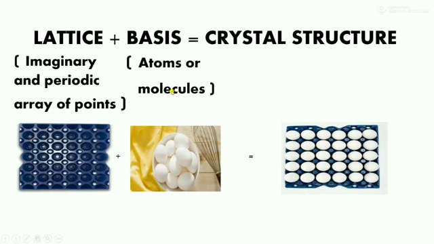Now let us move to the crystal structure. A crystal structure is a combination of lattice, which is an imaginary and periodic array of points, and bases, which are atoms or molecules. So in this figure, the tray represents the lattice and the eggs represent the bases. Both of them combine to form a crystal structure, as shown in the figure.